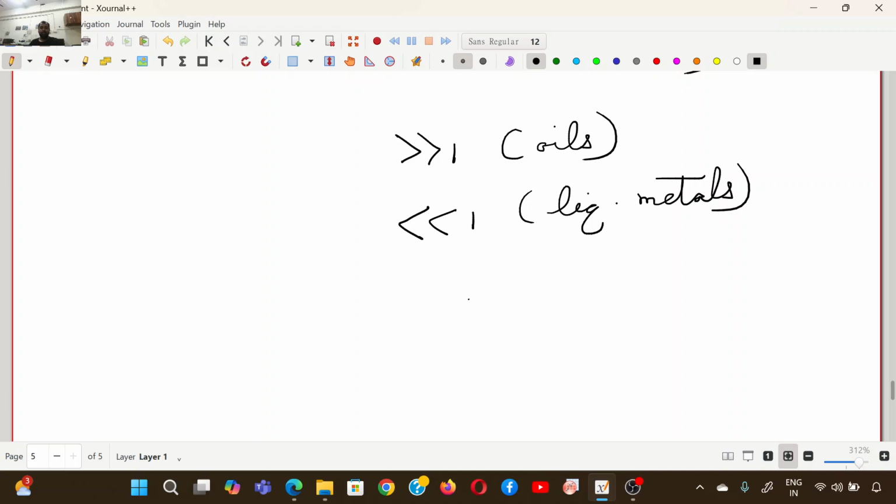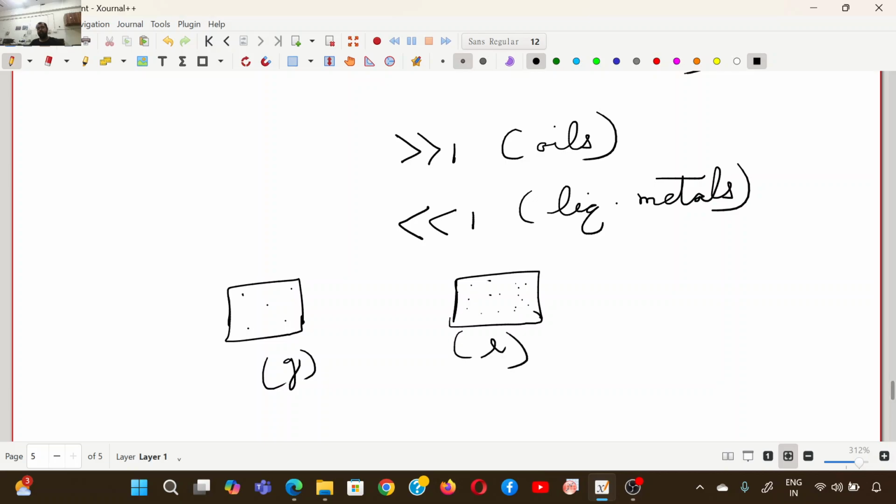Because in the case of gas, if you look at this control volume, you'll have many particles in the liquid, but much fewer particles in this control volume in the gas, because the particles are more spread out, not very close to each other. So this is the case of gas, this is the case of liquid.